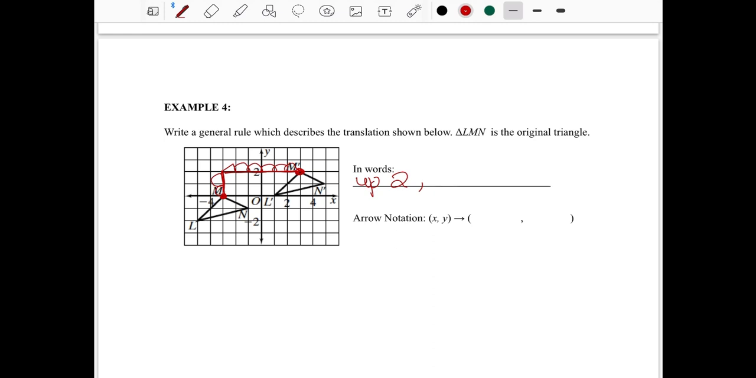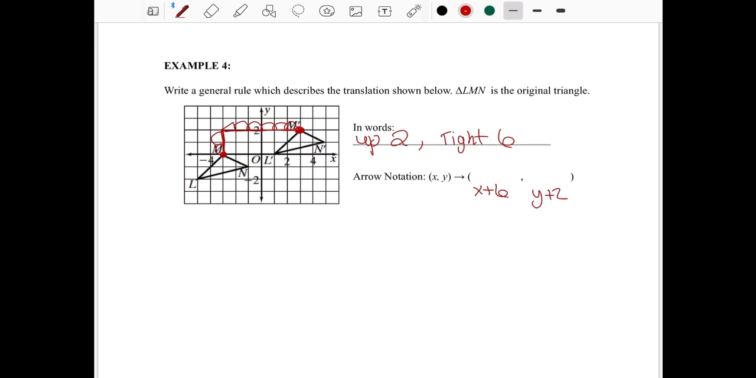So we went to the right 6. That means that was an increase. So we'll go right 6. Okay. So up 2, right 6. So if we had to write that as a notation of the rule, that's going to tell us that we have x plus 6 because we went to the right, and then y plus 2. And that'll give us our answer. Alright, so what we just did, we completed our notes for how to translate an image on a coordinate plane.